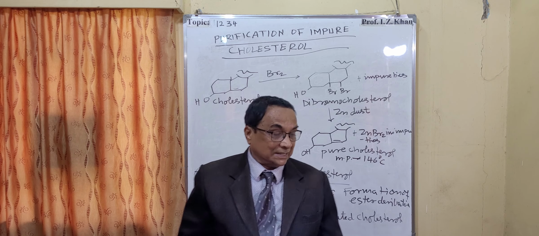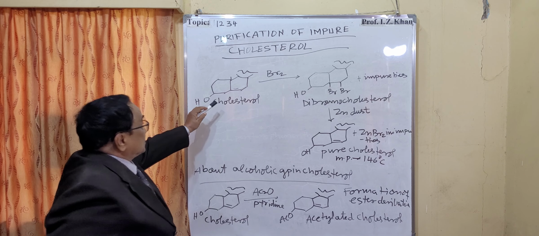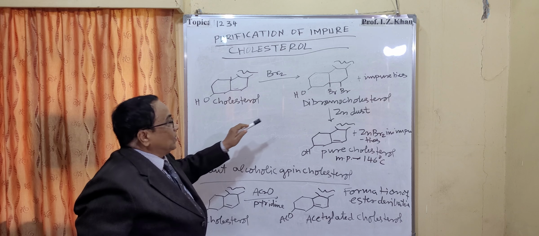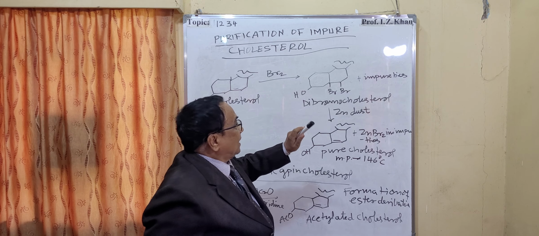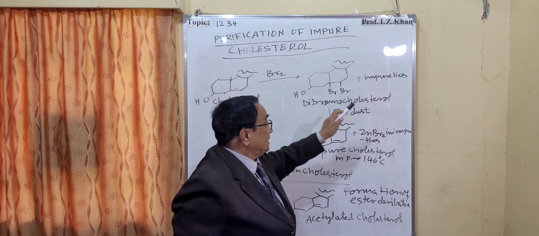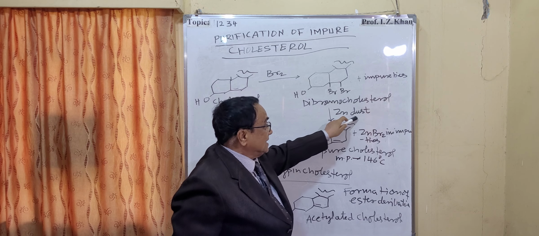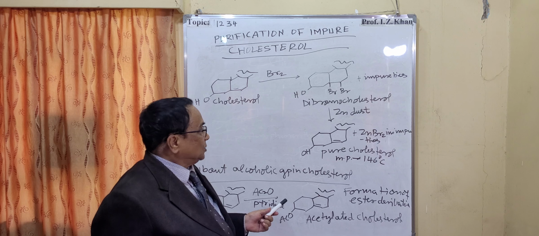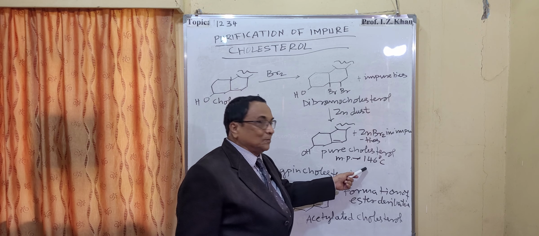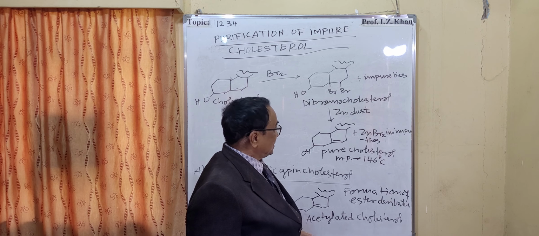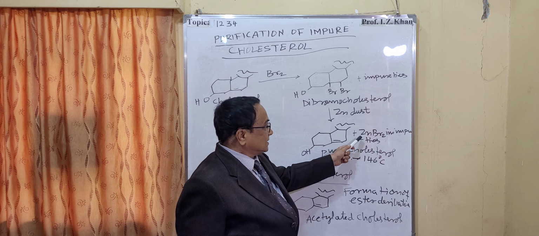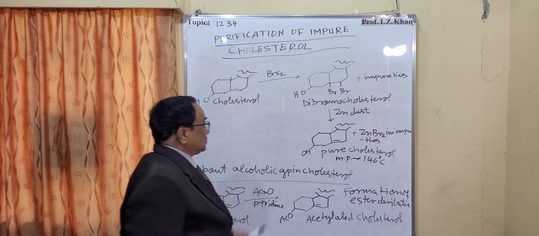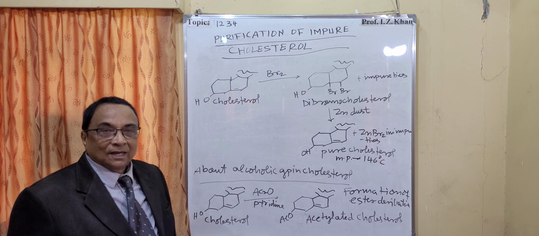So these are all the reactions. It is written here, cholesterol. This cholesterol, when subjected to bromination, gives dibromo cholesterol, and the impurities will be in solution. Then it is again distilled with zinc dust. When it is distilled with zinc dust, you will get pure cholesterol with melting point 146 degrees centigrade, and all the impurities including ZnBr2 will be in solution. In this way you can get pure cholesterol.